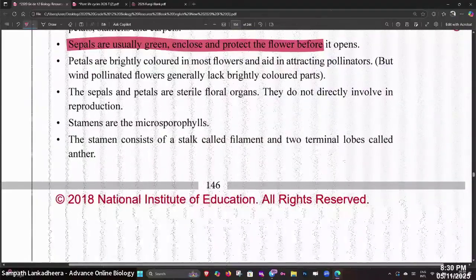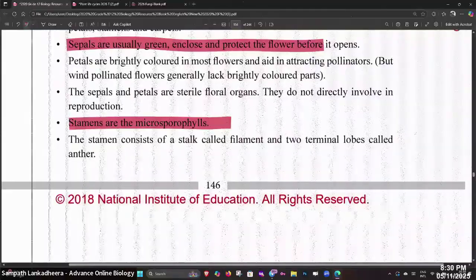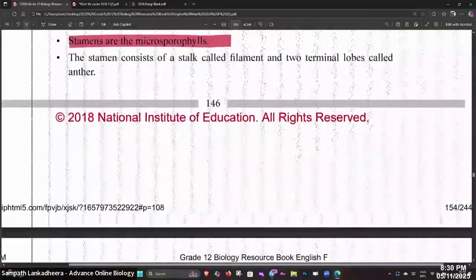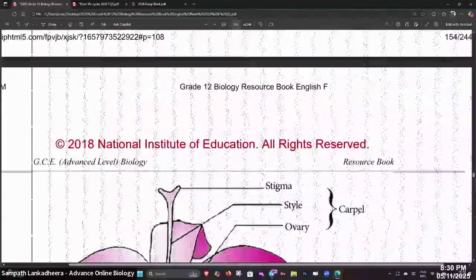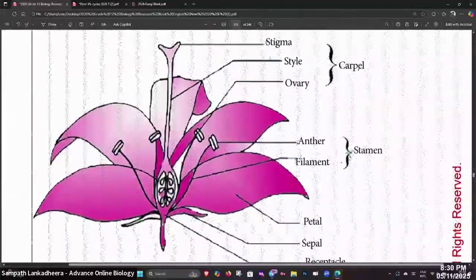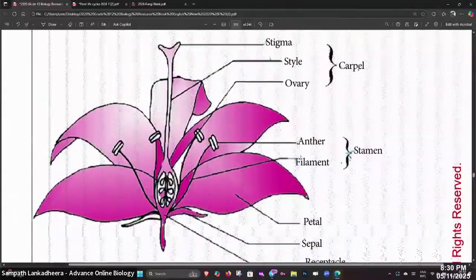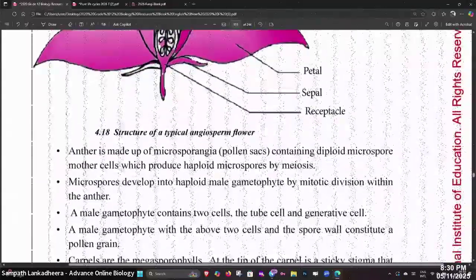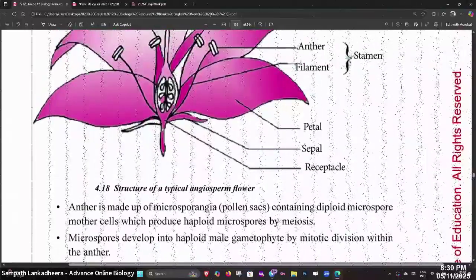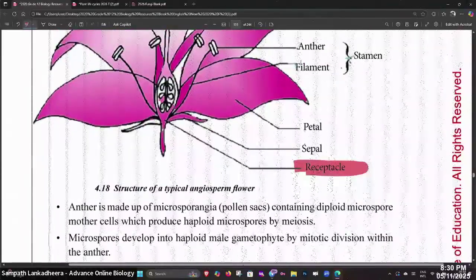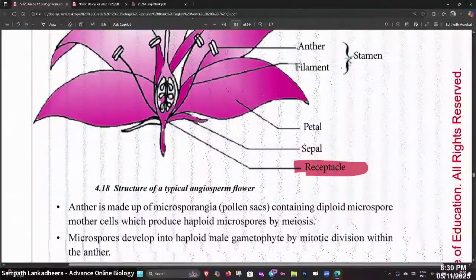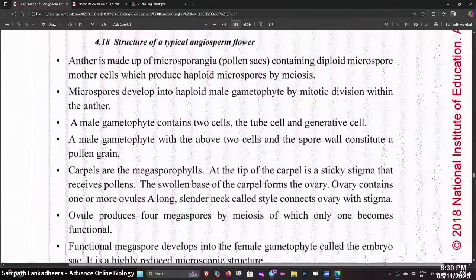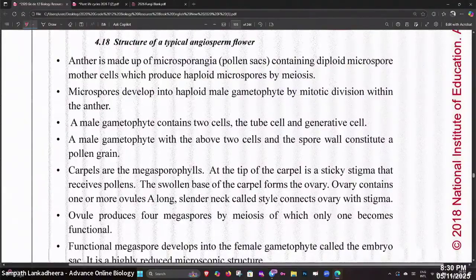Stamens are the microsporophylls. The stamens consist of a stalk called the filament and 2 terminal lobes called anthers. Then the flower structure: stigma, style, ovary, carpel. No big issue here. Receptacle. Look at this, they have marked it. The anther is made up of microsporangia containing diploid microspores.